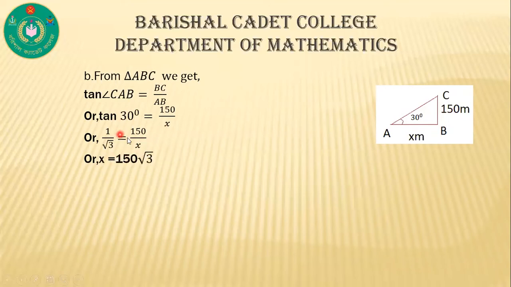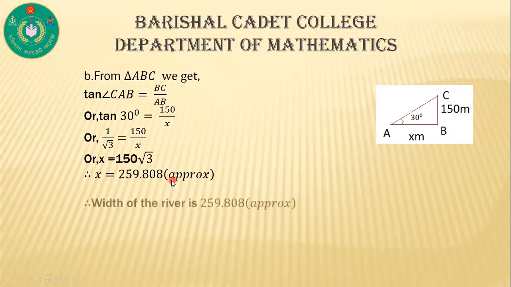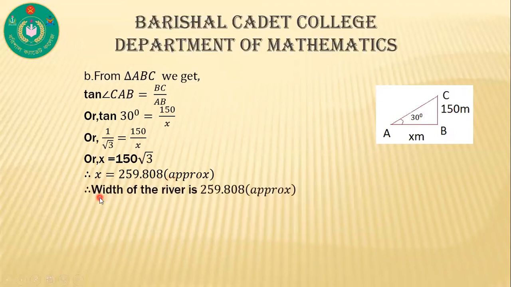Now multiplying, then we can write x is equal to 150 root 3. Therefore, x is equal to 259.808 approximately. So the width of the river is 259.808 approximately.